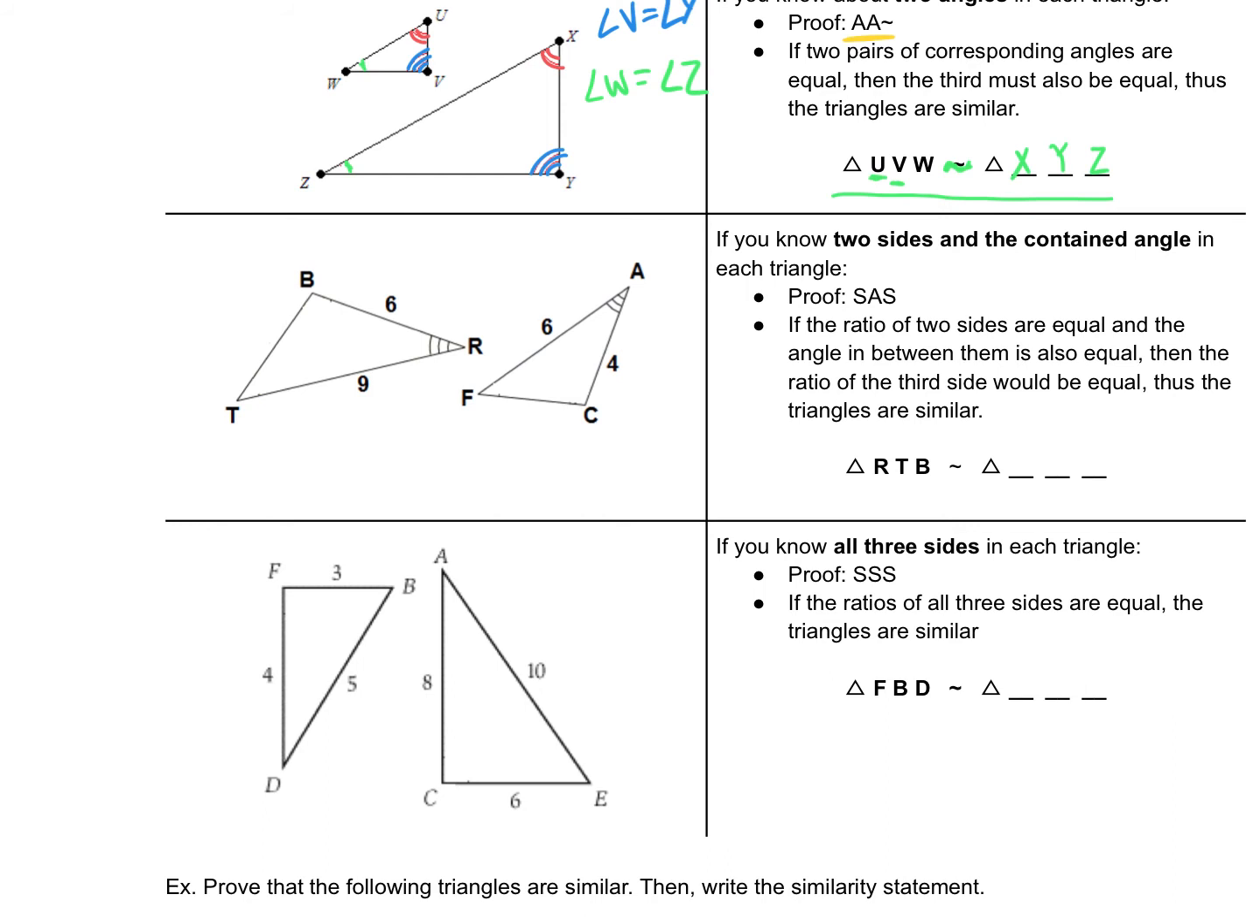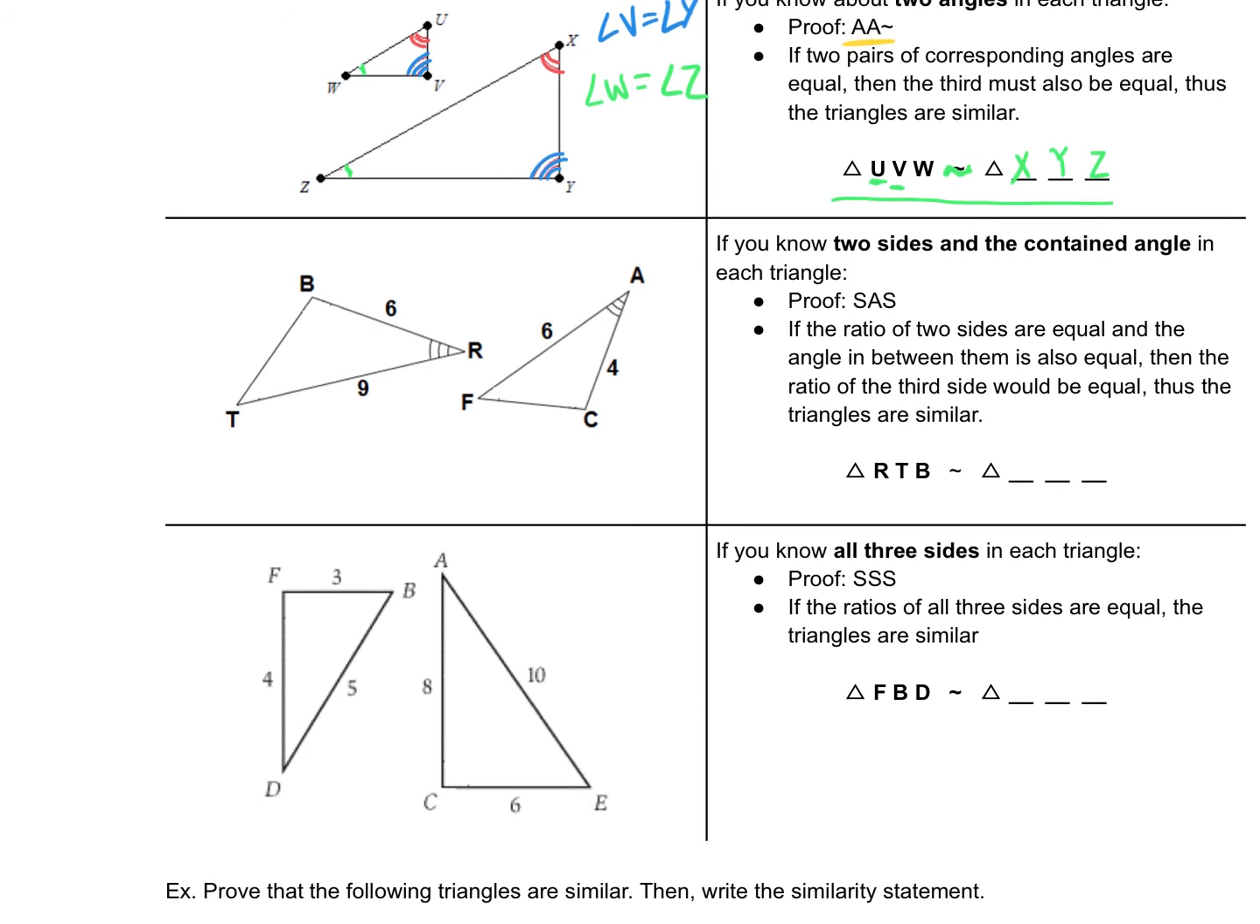Sometimes you might be given two side lengths and the contained angle. If that's given to you, we are doing the SAS proof. To prove it, you have to show that the contained angle is equal. So in this case, we have angle R and angle A. So I'm going to state that. And I have to show that the corresponding sides have the same scale factor or the same ratio.